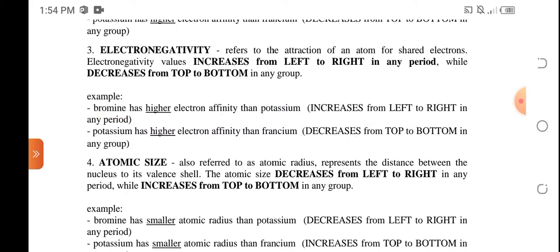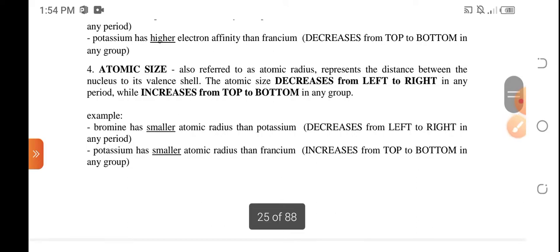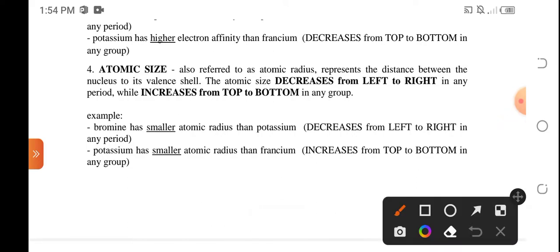top to bottom. Now, comes to atomic size, so medyo maiiba tayo dito. Atomic size refers to the atomic radius, represents the distance between the nucleus to its valence shell. Now, the trend is bago 'to. Okay, hindi kakatulad nung first three. It decreases from left to right. So, opposite sila ngayon. So, decreases from left to right in any period and increases from top to bottom.